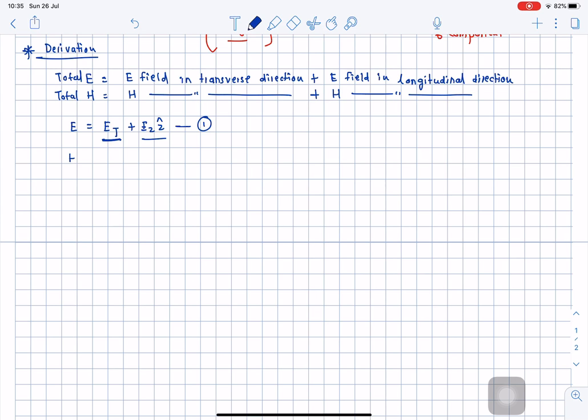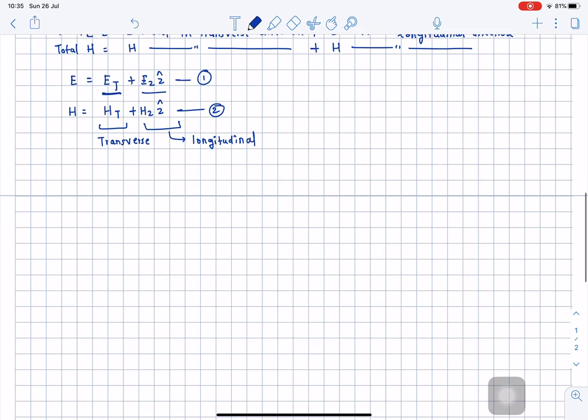Similarly, the magnetic field H is written as the magnetic field component along the transverse direction, HT, plus the magnetic field component along the z direction. Let us call this equation number 2. The first component here is the transverse component, and the second component is the longitudinal component, right?